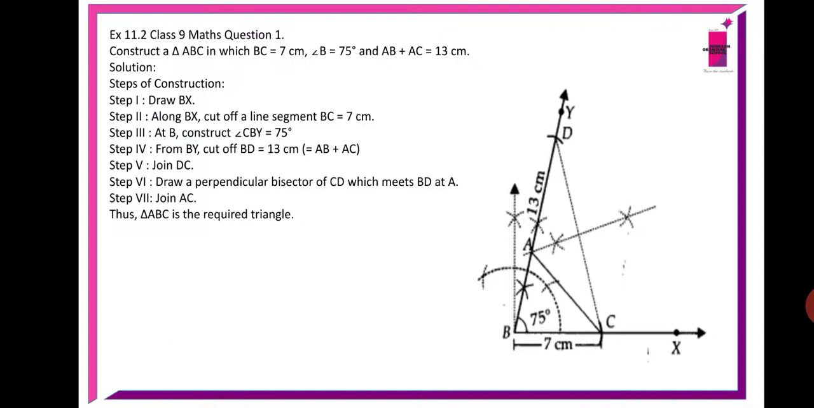Now, draw a perpendicular bisector of CD which meets BD at A. Join AC. Thus, triangle ABC is the required triangle.